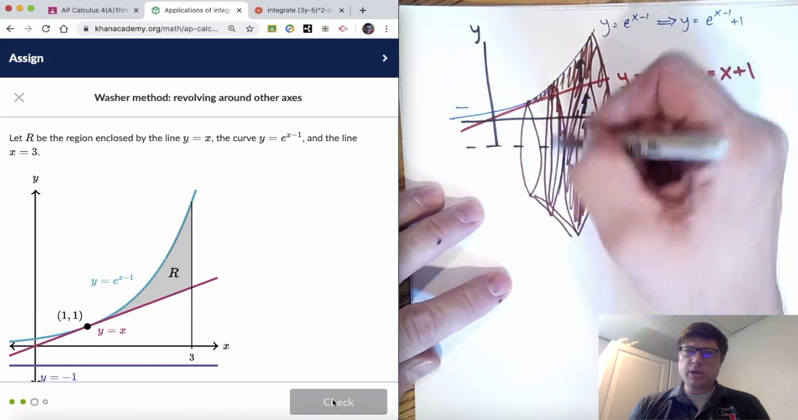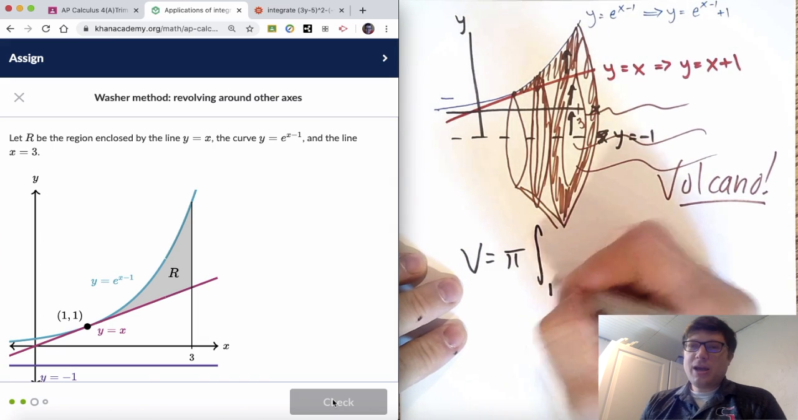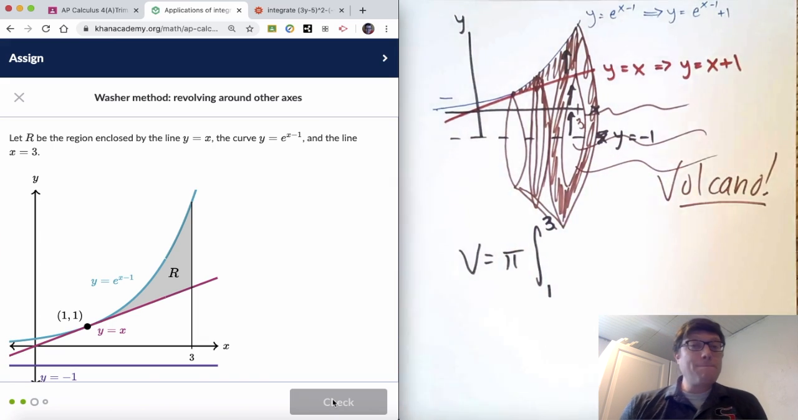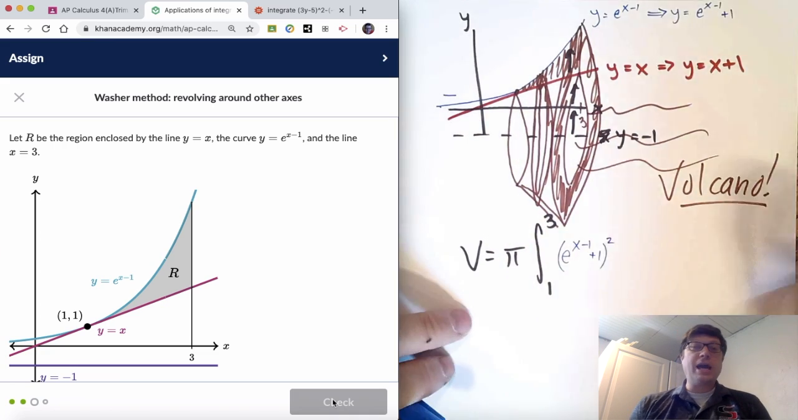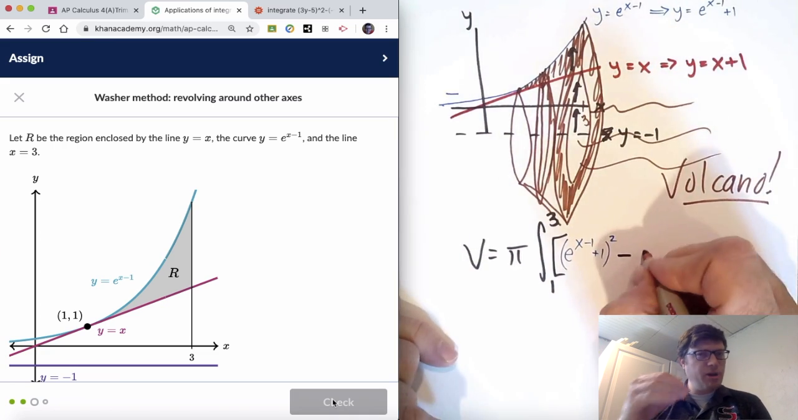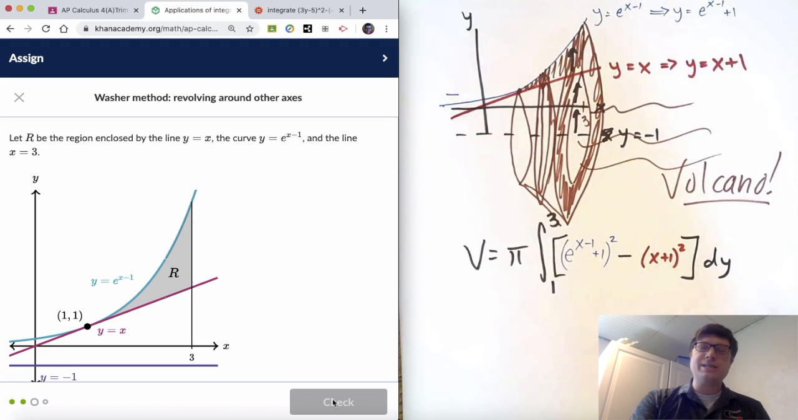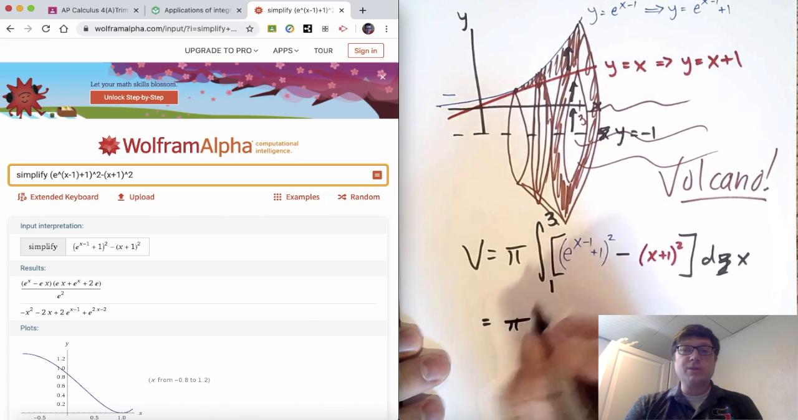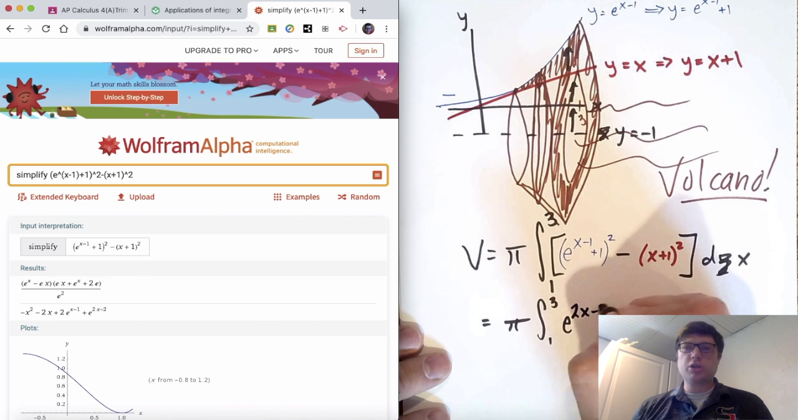Sketching our washer, and it looks like a volcano on its side. So our volume formula, pi r squared. Remember, r squared minus r squared, the outer radius minus the inner radius. You're going to have to decide and be able to discern for yourself what makes it an outer radius or an inner radius. But it really comes down to what's farthest away from the axis of rotation.